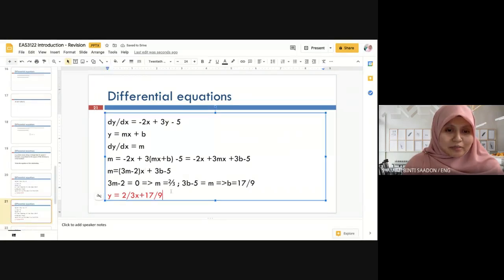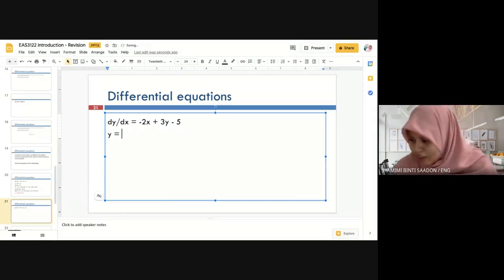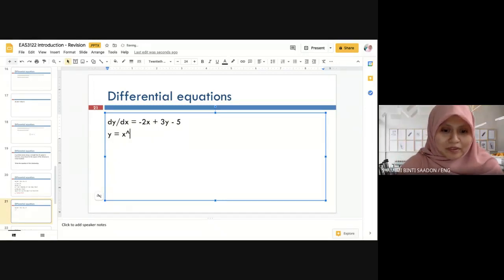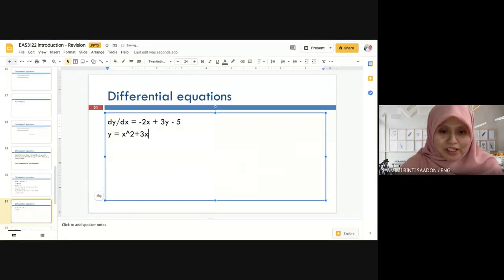Okay, board. Okay, the solution that many of you gave: y equals x to the power of 2 plus 3xy minus 5x. So dy/dx, or y prime, will be 2x.